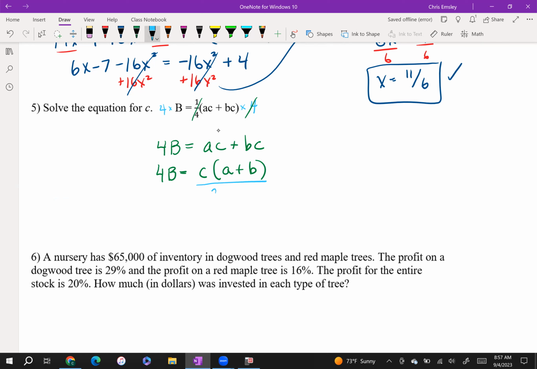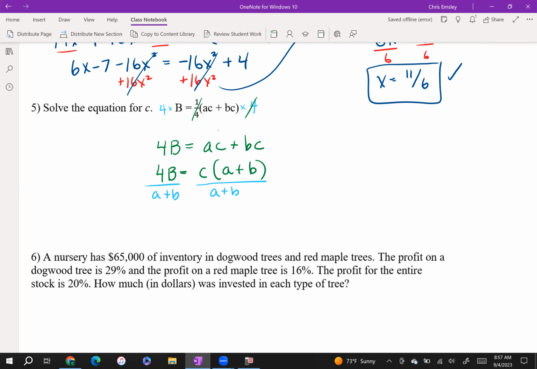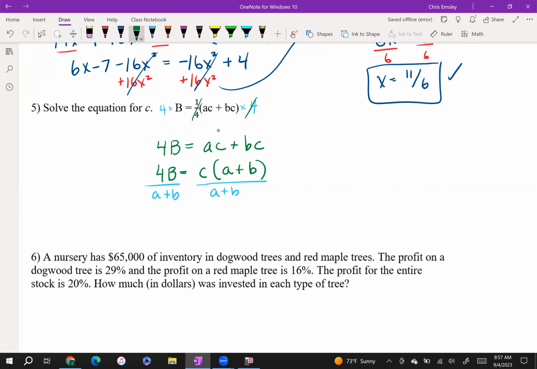So to get C alone, we'll divide both sides by A plus B. And that's it. That's our final answer. We get C equals 4B over A plus B. There we go, because those cancel.